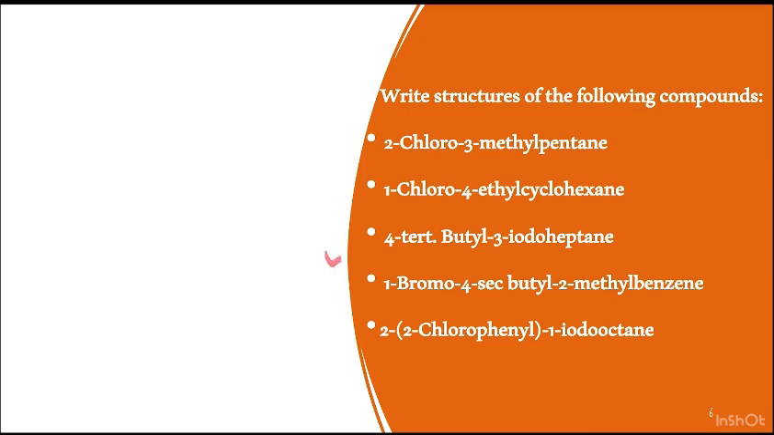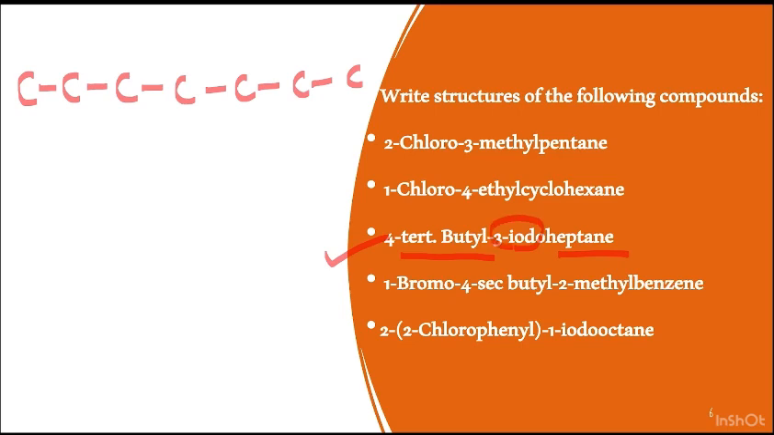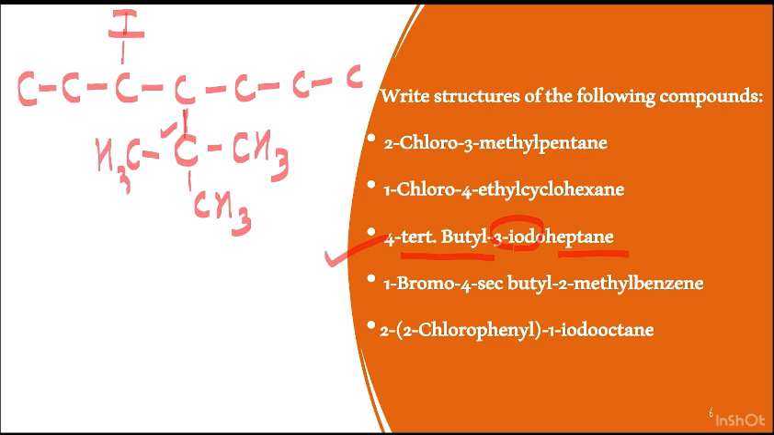Let's try the third one quickly. Heptane is the parent compound, so there are 7 carbons. 1, 2, 3, 4, 5, 6, 7. On the fourth carbon tertiary butyl and third carbon iodo. Third carbon, I number from the left side, iodo. Fourth carbon, tertiary butyl. So butyl has 4 carbons. Tertiary means this carbon, which is attached to the main chain, should be attached to 3 more carbons. So it becomes tertiary. This is the tertiary butyl group.